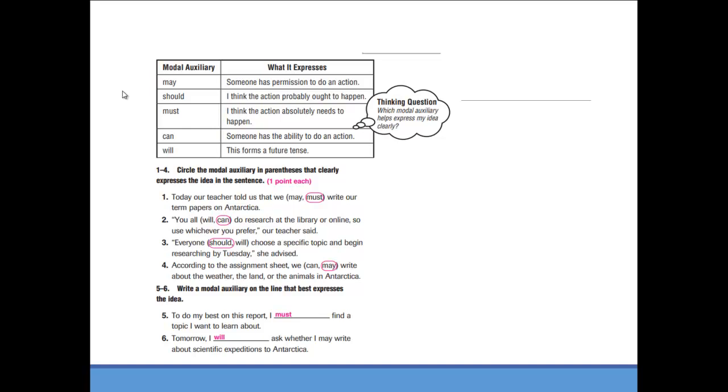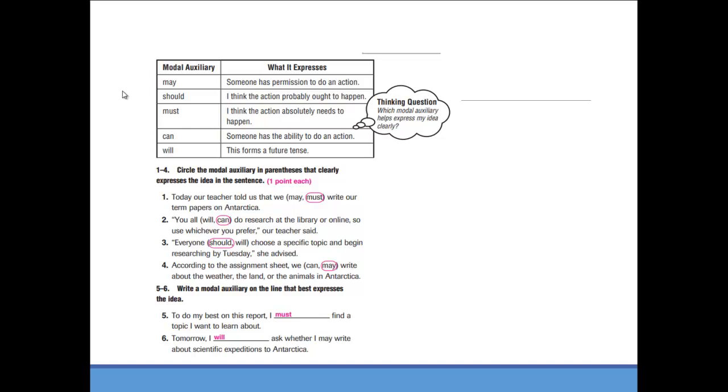Number 3, everyone should choose a specific topic and begin researching by Tuesday, or everyone will choose. So the correct answer is everyone should choose. Here we have an action that probably ought to happen or has to happen. You should choose a specific topic. It's better for it to happen that way.